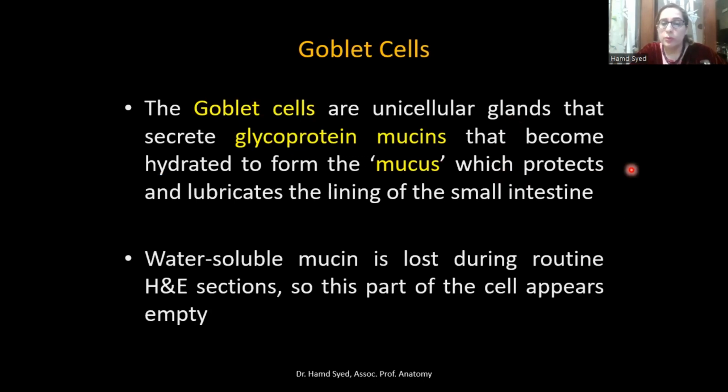The water-soluble mucin is lost during routine H&E section. So when we look at tissue slides which have been stained by hematoxylin and eosin, the mucin is lost, and therefore this part of the cell, the goblet cell, actually appears empty in these slides.